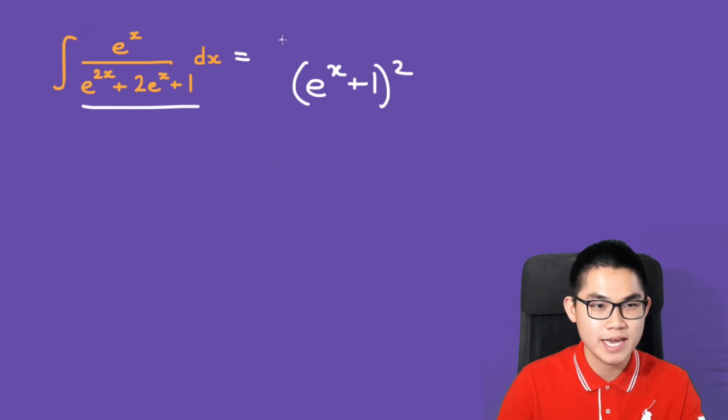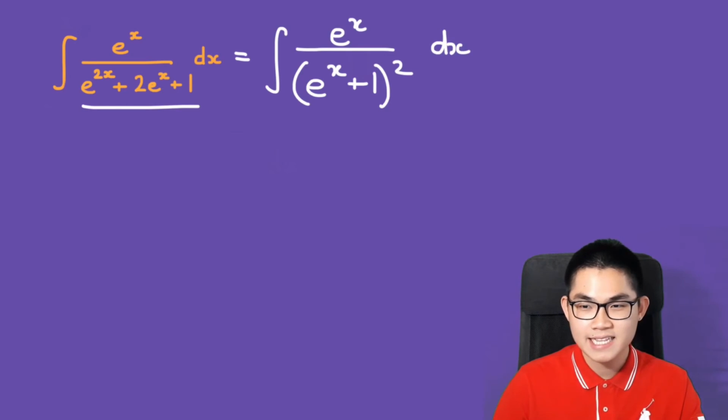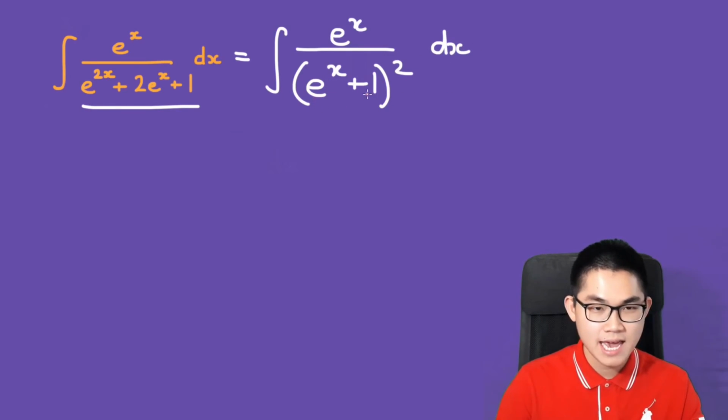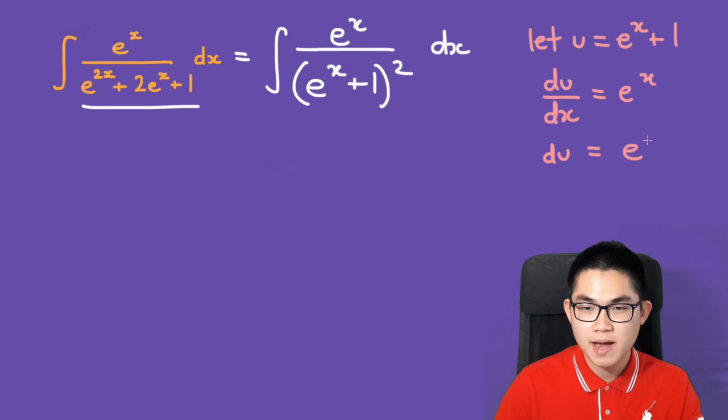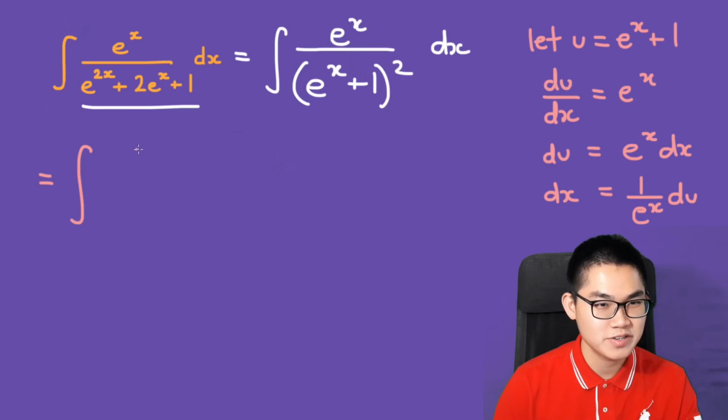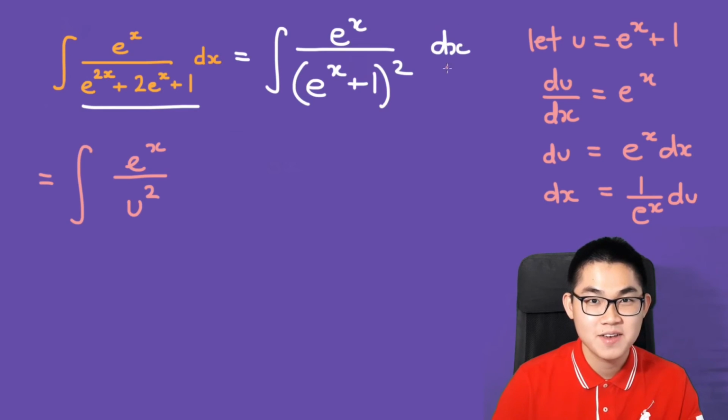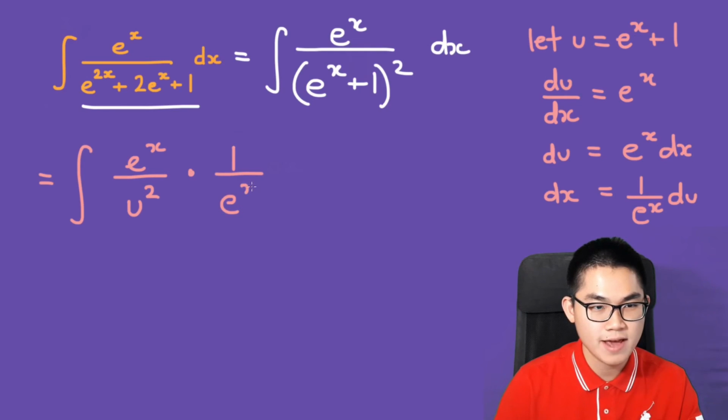Okay, so this is equal to the integral of e to the power of x over this right here dx. And then the next step is to simplify this and say let u equal to e to the power of x plus 1. So du over dx is equal to e to the power of x. So du is e to the power of x dx, and dx is 1 over e to the power of x du. We're going to have the integral of e to the power of x over u to the power of 2. And how about our dx? Well, dx is 1 over e to the power of x du. So times 1 over e to the power of x du.